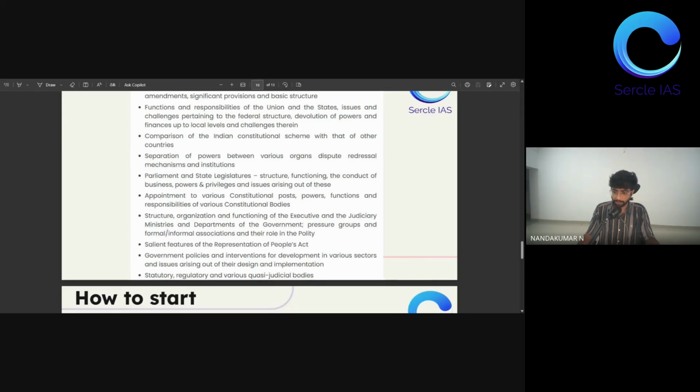This is how UPSC is making questions for your mains exam. And if you can't prepare in this manner, then your chances would be narrowing down. So better you try to understand how questions are being framed or asked and change your preparation in that manner. And now, structure, organization and functioning of the executive and judiciary, ministries and departments of the government.